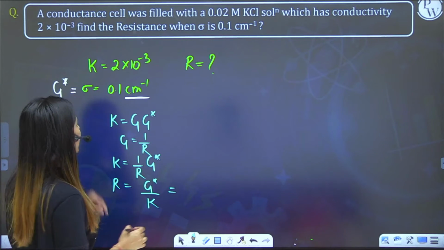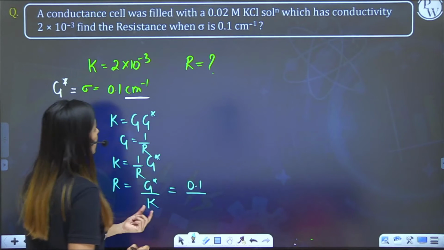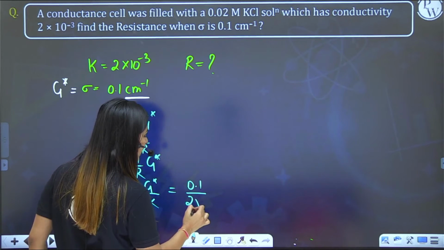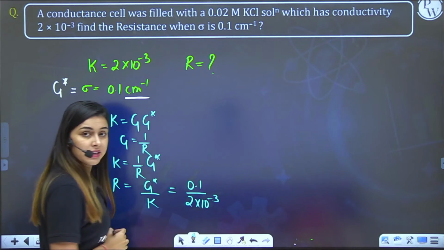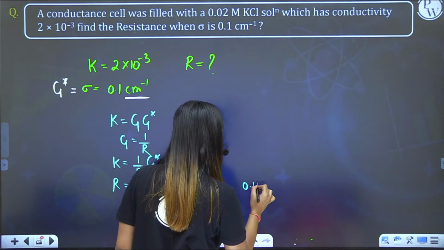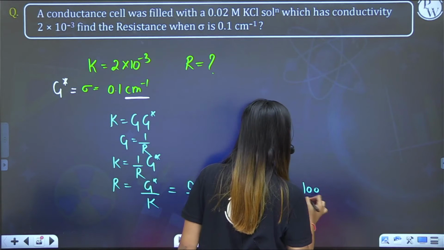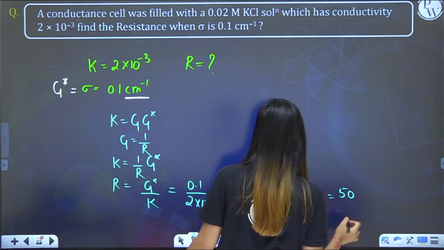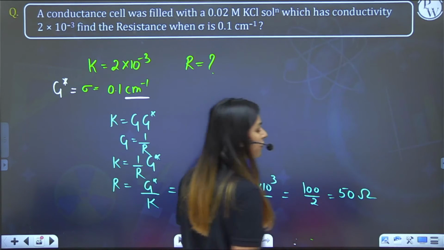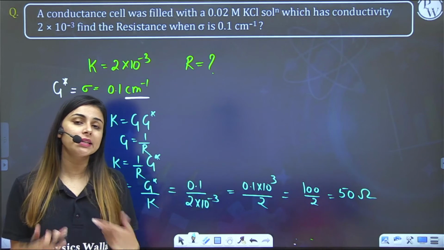What is G star value? 0.1. And what is your conductivity value? 2 into 10 raised to the power minus 3. Right? Yes. This will be equal to 0.1 into 10 raised to the power 3 upon 2, which is equal to 100 upon 2, which is equal to 50. And resistance, so the unit will be of ohm. So 50 ohm will be your correct answer.